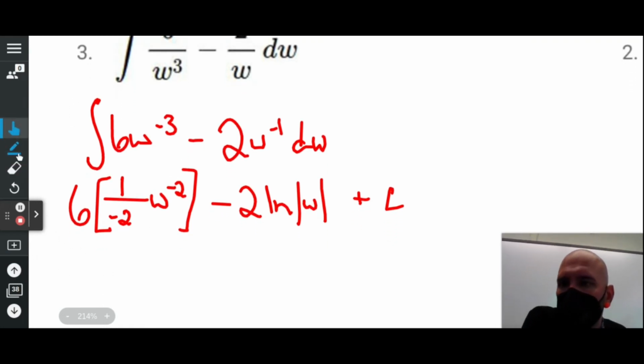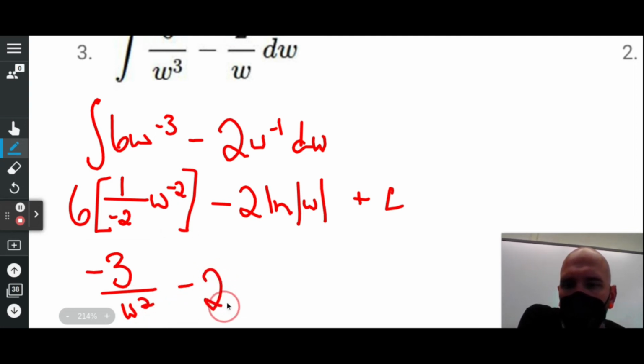So we'll clean it up. Negative 3, and I'll put it over w squared because that negative 2 brings it to the bottom. Minus 2, where Drake started, minus 2 ln of w plus c.